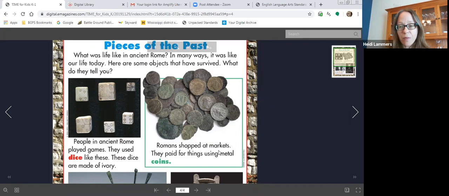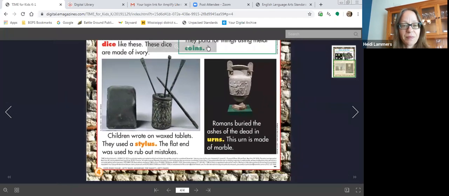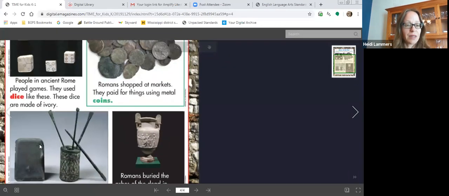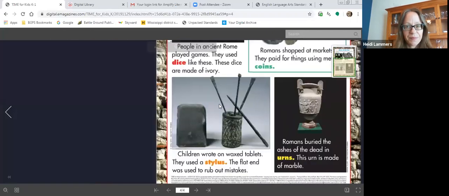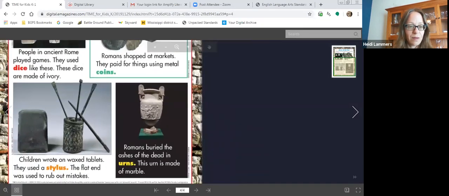Romans shopped at markets. They paid for things using metal coins. And we do that too. I mean, that almost looks like a dime, a 10-cent piece. That looks like a quarter. That's kind of funny. Hold on. I want to go down to this section. Well, I'll read it right here. That was kind of funny, huh?